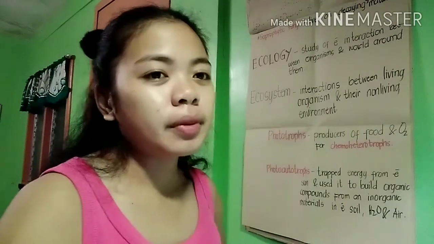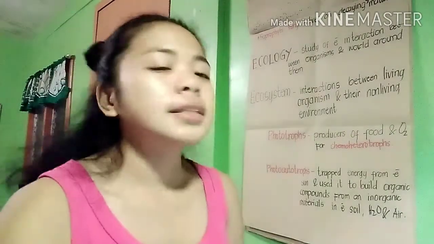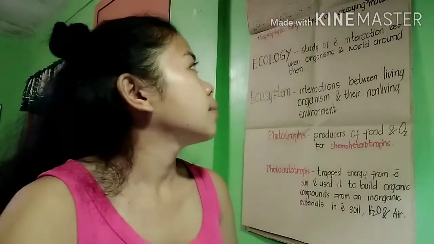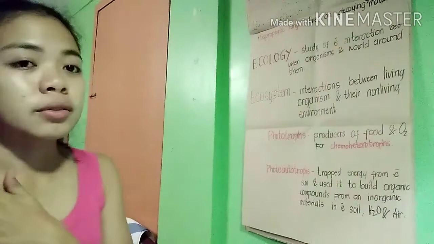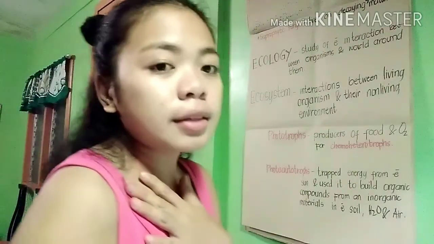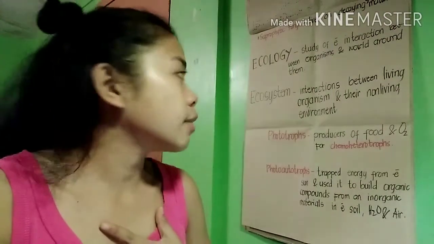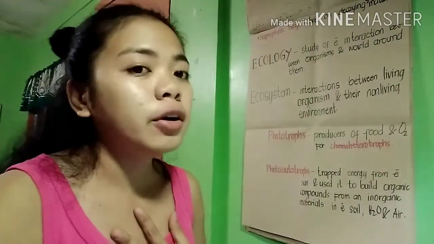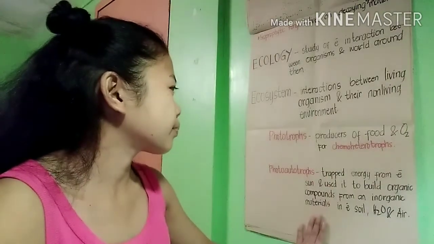So the next is ecology. Ecology is the study of the interaction between organisms and the world around them. And next, what is an ecosystem? An ecosystem is the interaction between living organisms and their non-living environment.